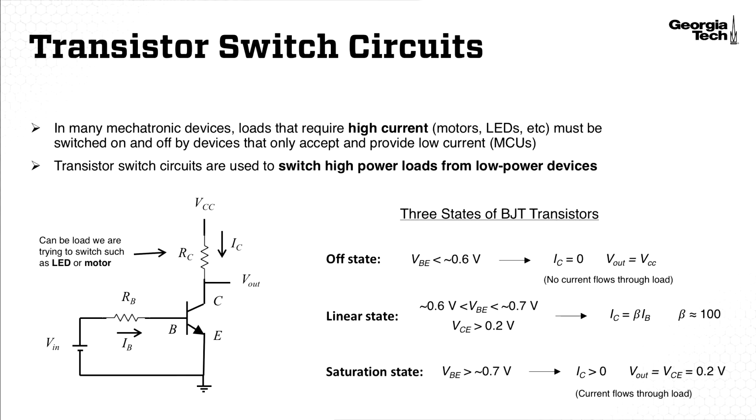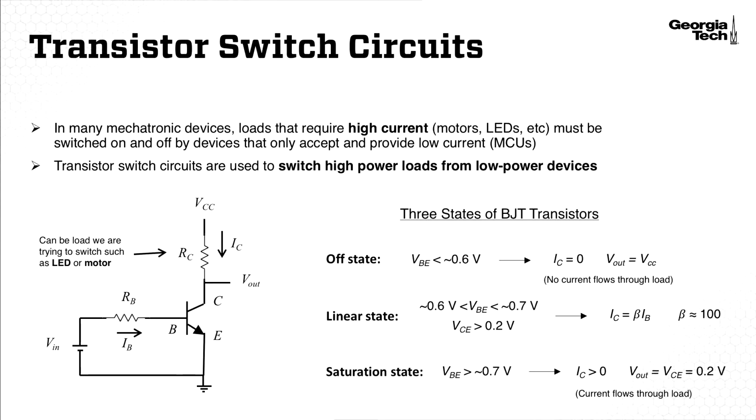Now, as that base emitter voltage creeps up between 0.6 volts and 0.7 volts, and we have our collector emitter voltage greater than 0.2, that will put our BJT into what's called the linear state, and in that case, the current from the collector to the emitter, IC, is going to be equal to a constant beta times the base current, IB, and that beta value is typically on the order of about 100. So the amount of current we put in the base will regulate the amount of current that flows through our load. Finally, we have the saturation state, which is when the base emitter voltage is greater than 0.7.